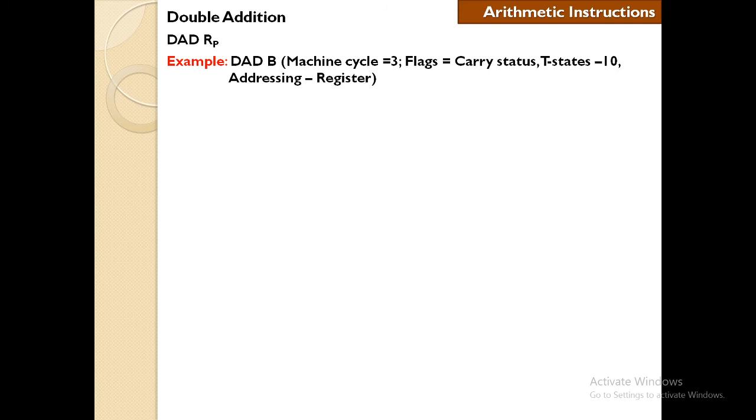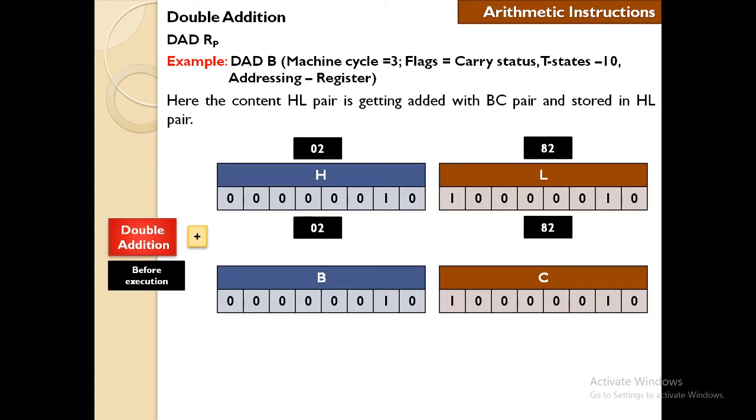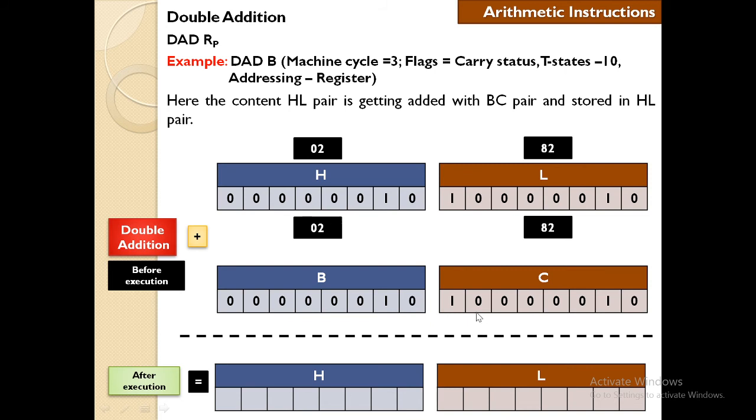Again, there can be another possibility, that is DAD RP. Here we are considering DAD B. So the content of HL now gets added with the content of B and C, and it is saved in HL. Again it is the same thing, it gets added in a similar manner, and if there is a carry, it will be reflected in the flag, and then again it goes on until it gets completed.